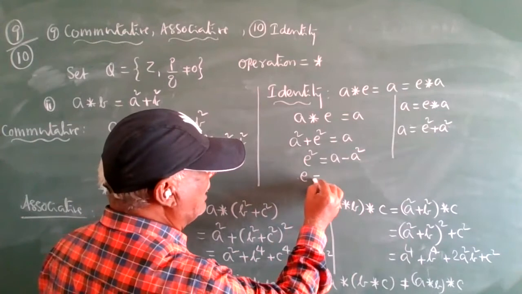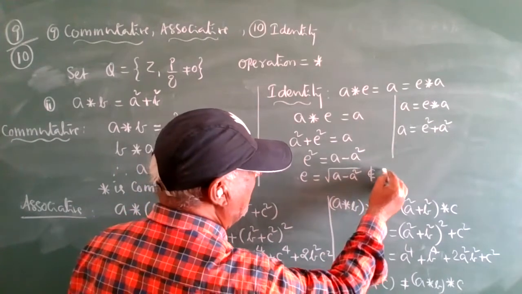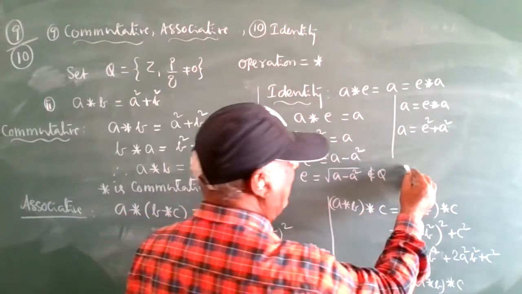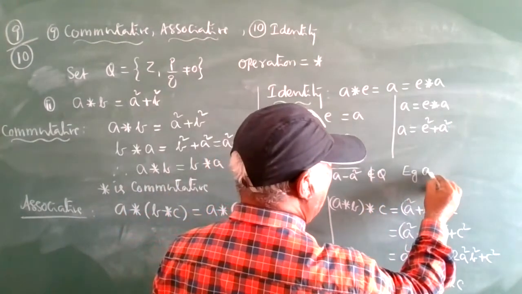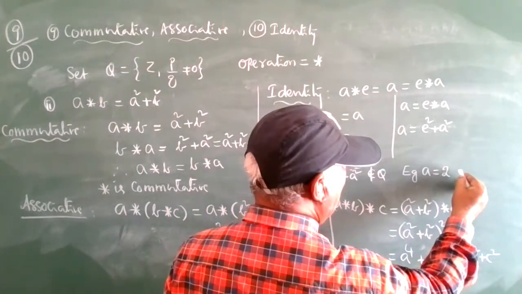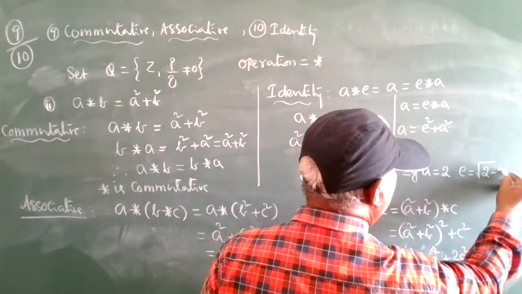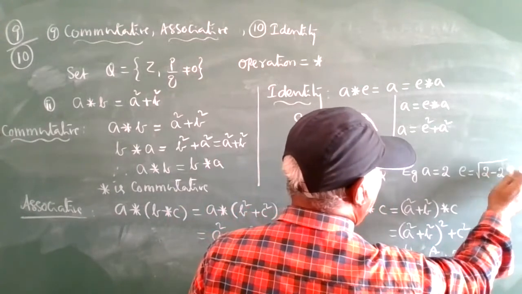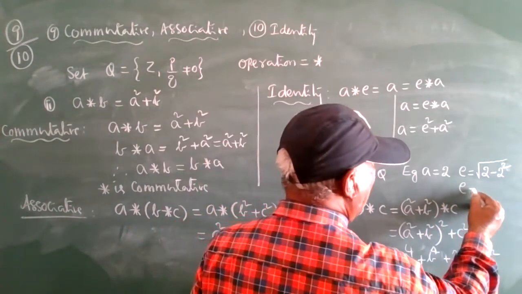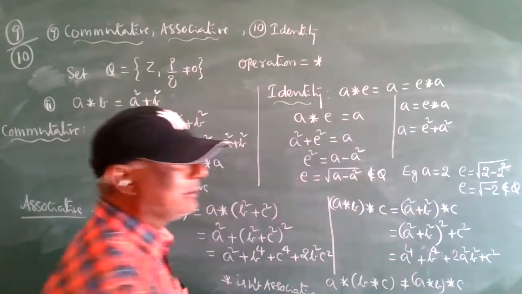E is a root term. Root terms are not rational numbers. One example we can take. Example: A is equal to 2. Therefore, A is equal to 2. E is equal to root over 2 minus 2 square. E is equal to root of minus 2, not belonging to Q.